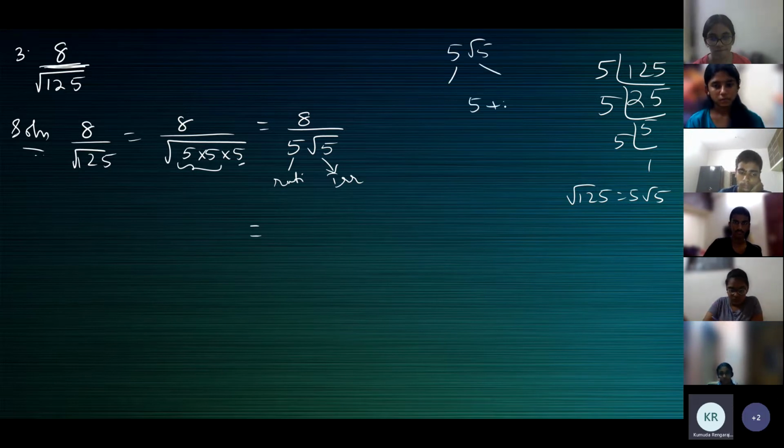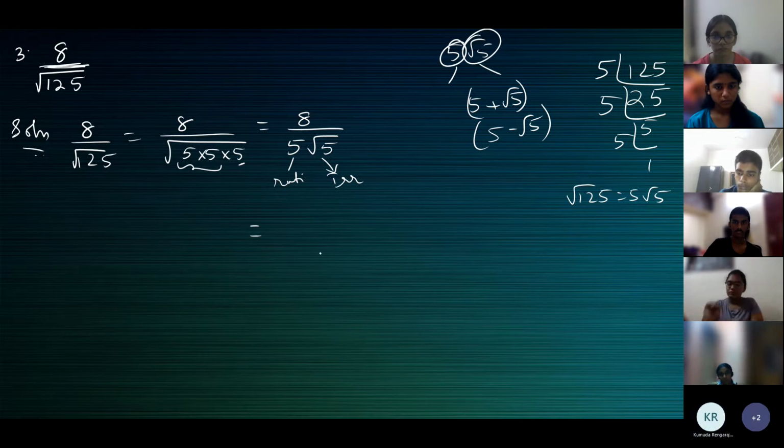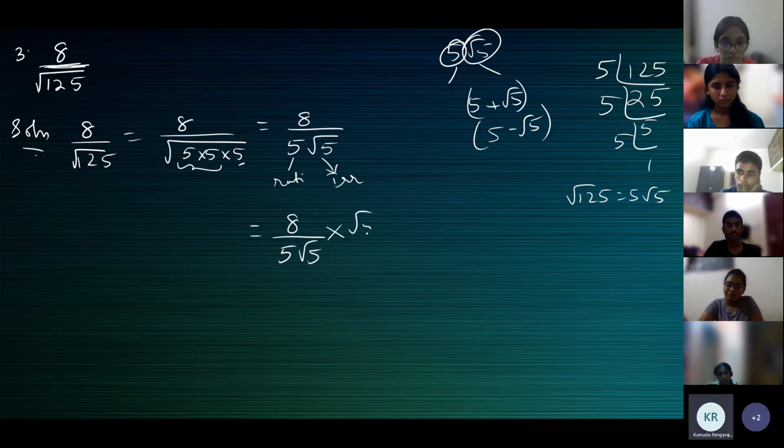In 5 plus root 5, you cannot separate them. 5 plus root 5 is one expression. 5 minus root 5 is one expression. But in 5 into root 5, you can look at 5 and root 5 separately. So 8 by 5 root 5. Madhumita, what did you multiply and divide with? Root 5, ma'am. Root 5 alone, just root 5.